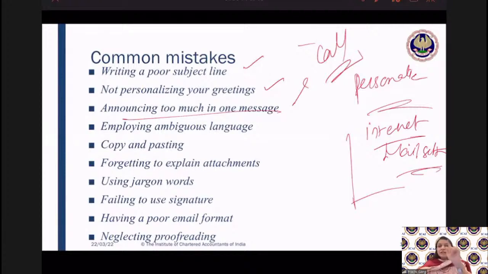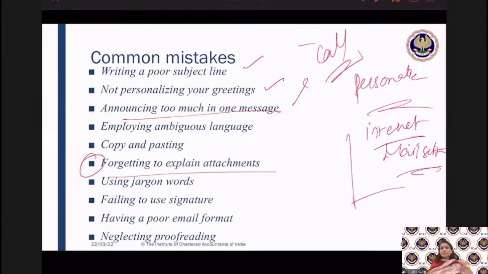Okay, never discuss complicated things or something very big and vast in emails. Am I clear? That will create confusion. Employing ambiguous language, where you're talking about something that is not clear, is totally wrong. Copy and pasting things into the email is again not good. Forgetting to explain the attachment. Now, this is very important.